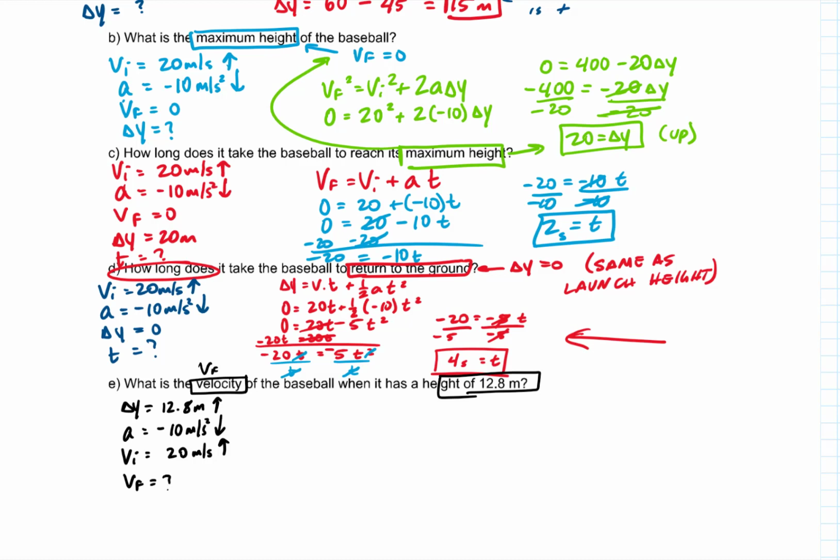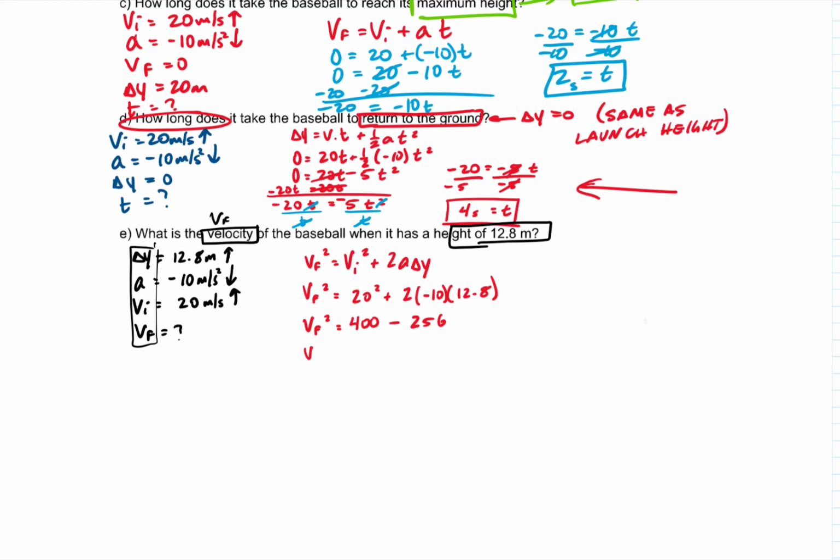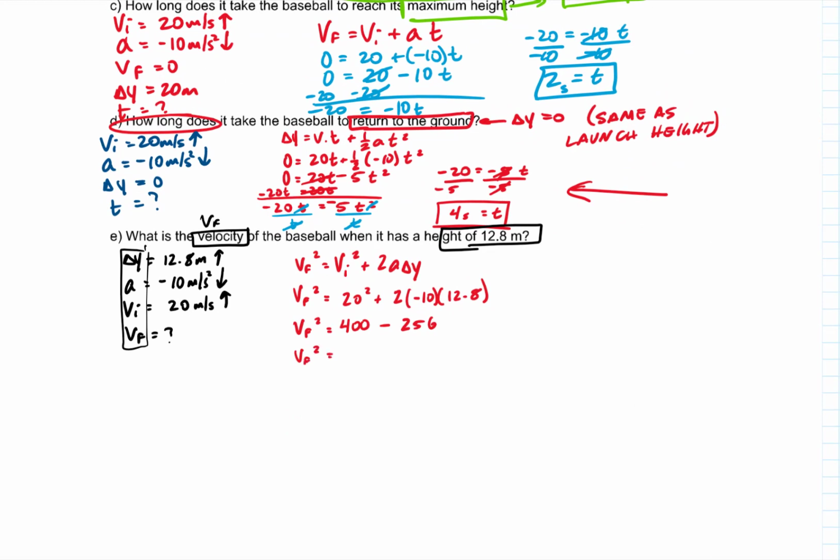So we got one equation. Final velocity squared is equal to initial velocity squared plus 2a times delta y. So final velocity squared is equal to 20 squared plus 2 times negative 10 times positive 12.8. So final velocity squared is 400 minus 256. Final velocity squared is 144. So I'm going to square root both sides. So the final velocity, square root both sides, is equal to 12 meters per second.